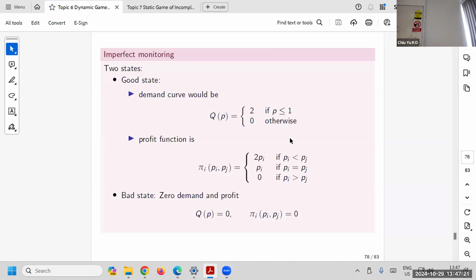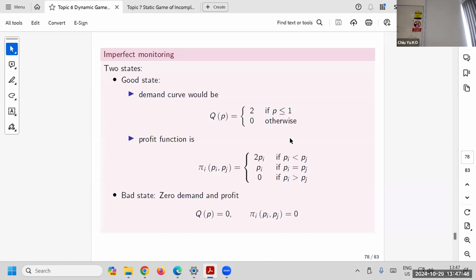And this makes our life easier. The demand function will be the following: same price, if you can get 1, you have a lower price, you get the whole market. Otherwise, you get 0. And the bad state of the world is very simple. It's just no profit and no demand. This is the simplest thing you can imagine.